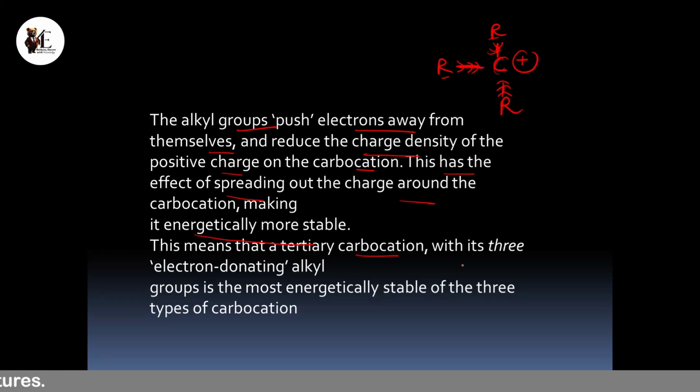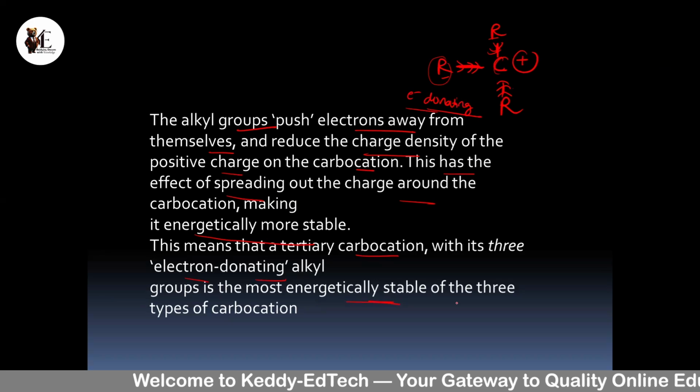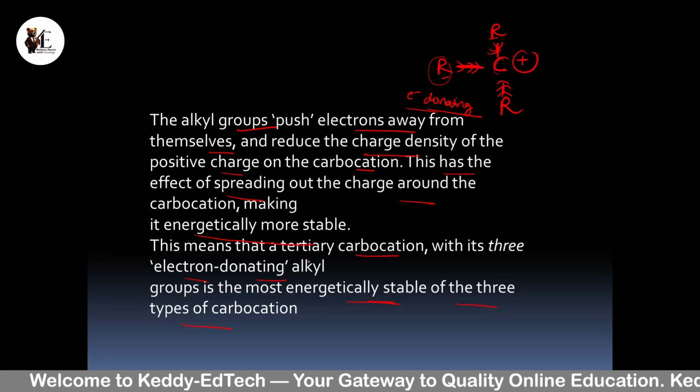So this means that the tertiary carbocation, with its 3 alkyl groups, which are always electron donating, is energetically more stable than any of the other types of carbocation.